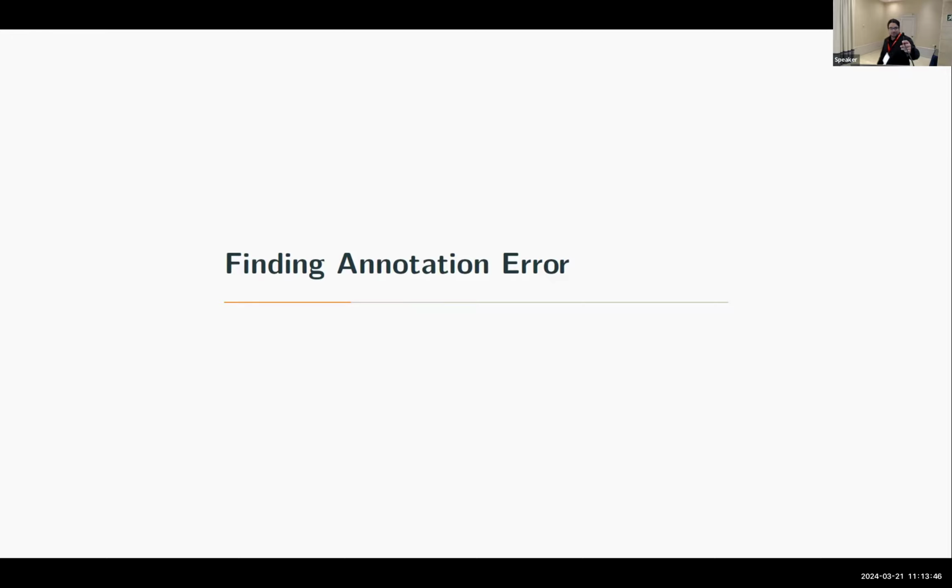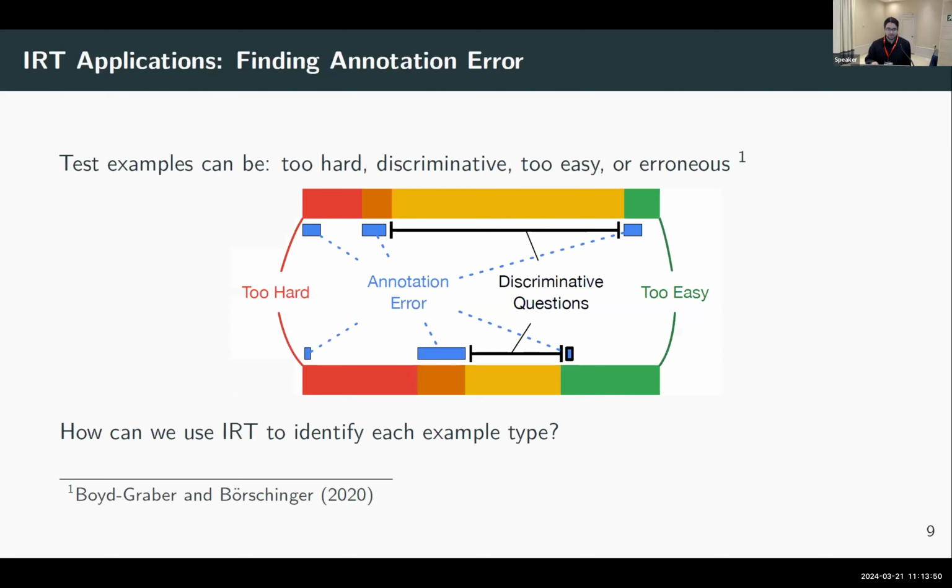Okay, so next I'll talk about how you can use IRT to find annotation error. Overall, test examples can fall into multiple different categories. They can be too hard, they can be too easy, or they can be just right. In this case, the yellow and the orange are more of the just right kind of questions. And distributed across all these categories is annotation error.